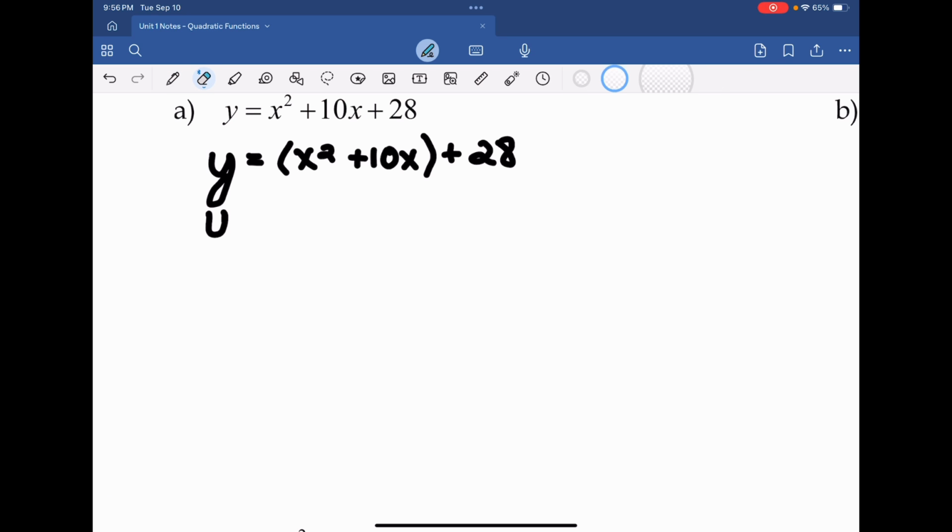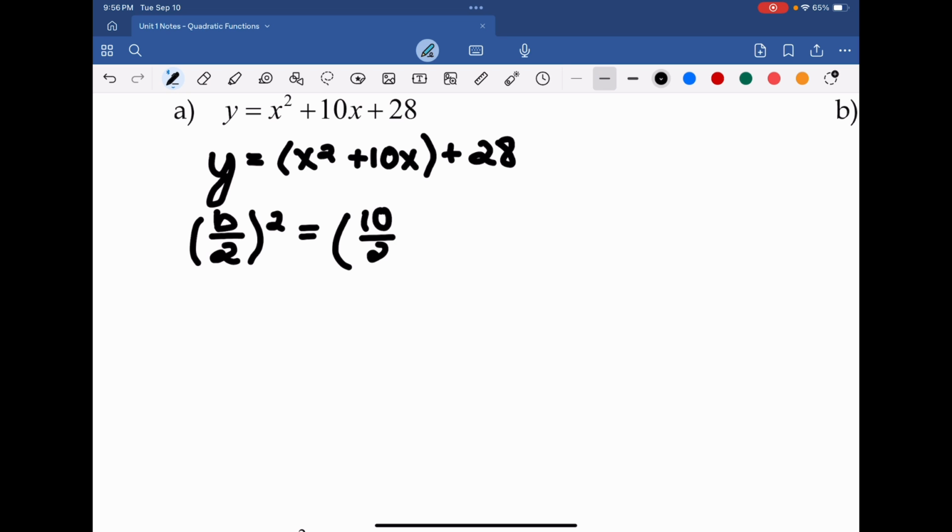Step number 2, we're going to take the b and divide it by 2 and square it, and that will be our replacement term. And you'll see what I mean by that in a second. B divided by 2, all squared, is equal to, our b value is 10, divided by 2, all squared, which is equal to 5 squared, which is equal to 25. There's a reason I'm being very detailed on these steps, and you're going to see why.